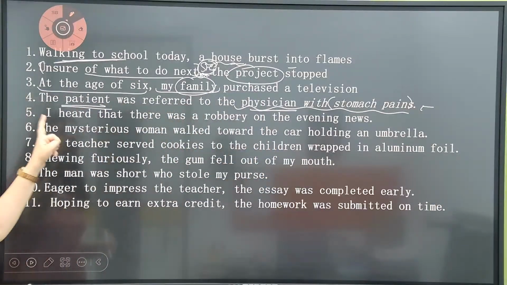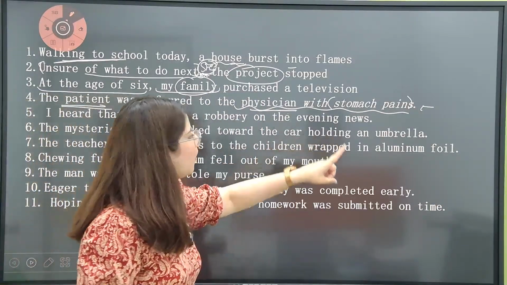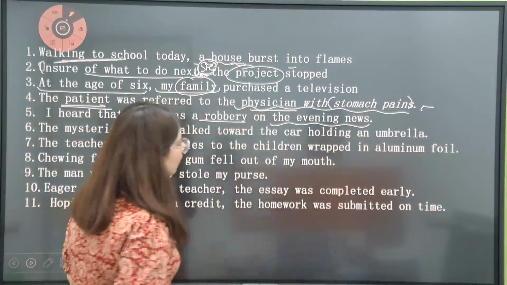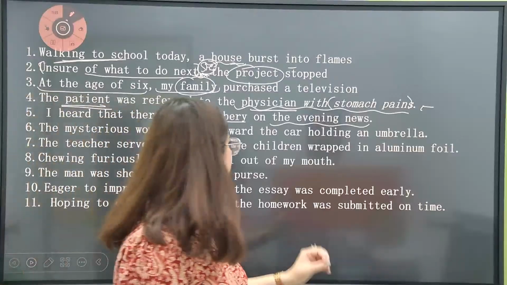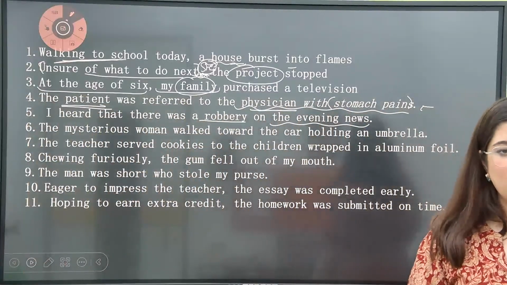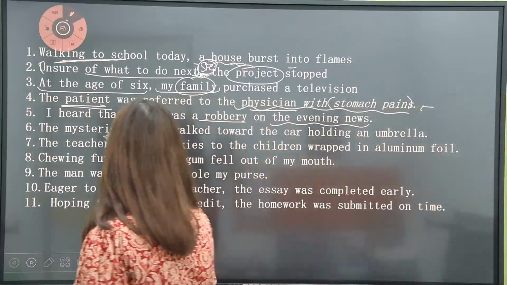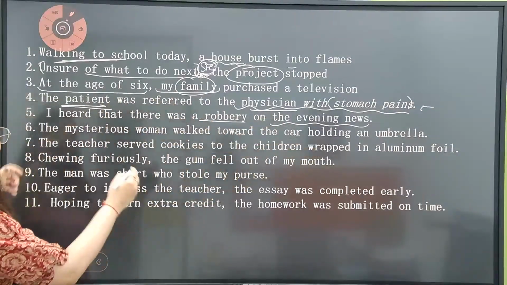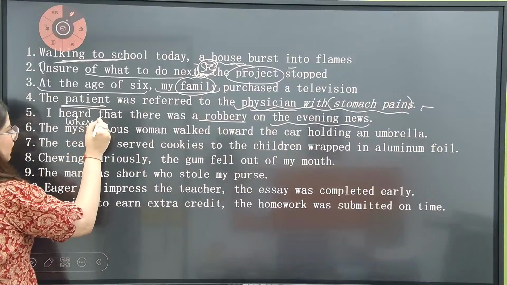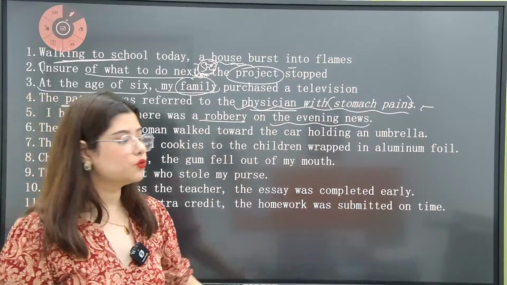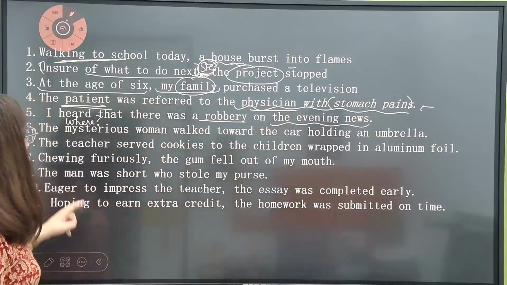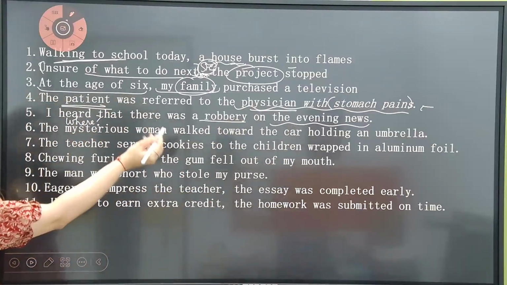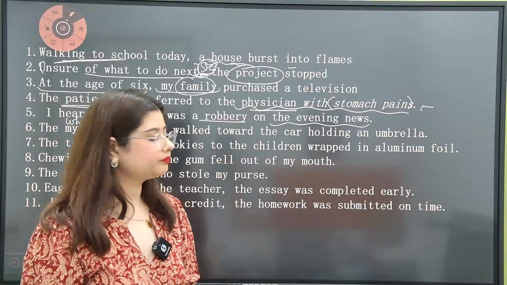Next, I heard that there was a robbery on the evening news. Did the robbery take place on the evening news? No, you heard about the robbery on the evening news. So, I heard on the evening news. Where did you hear this news? On the evening news. So I heard on the evening news that there was a robbery.